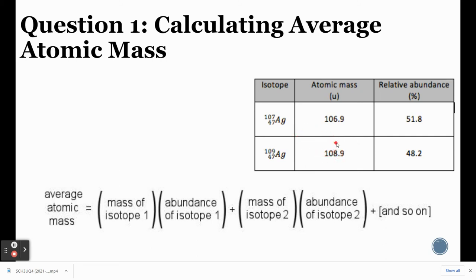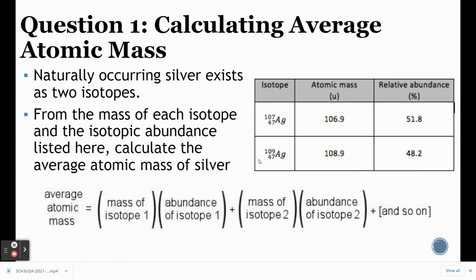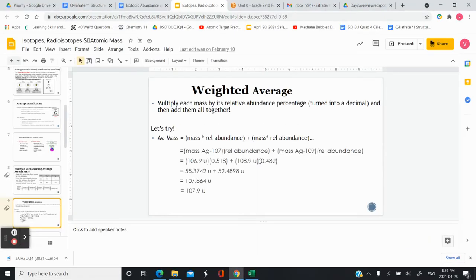And so what we want to find is the average mass that we will put on the periodic table. And so here's our formula to do that, and I'll walk you through that as we go forward. The other thing you'll notice as well is we've given you the relative abundance of each of them. So in nature, 51.8% is this silver 107, and 48.2% is this silver 109.